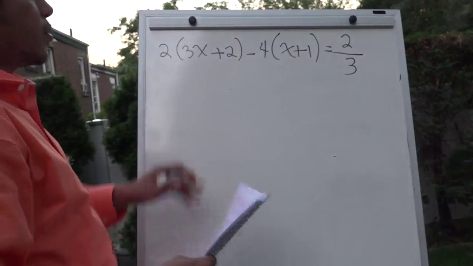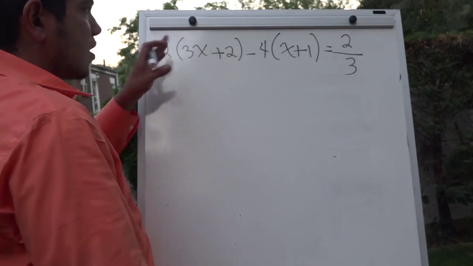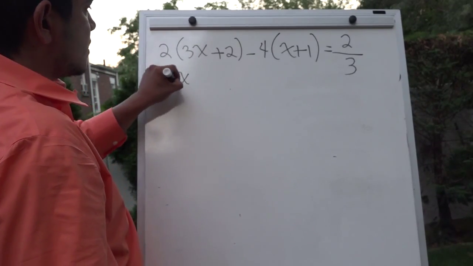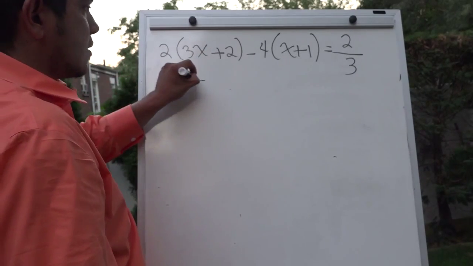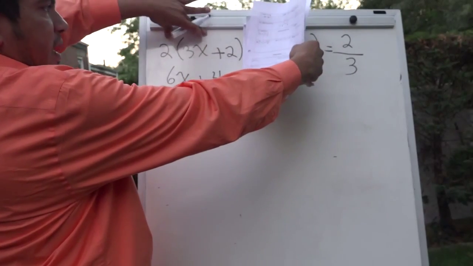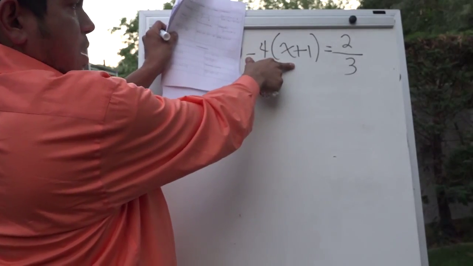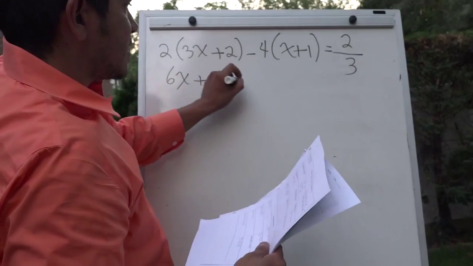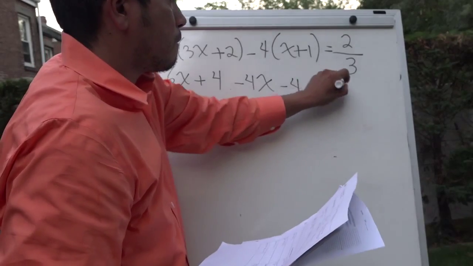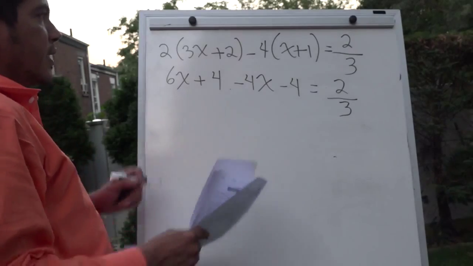Okay, so the first thing I'm going to ask myself is, do I have distributive property? Yes. Okay, so let us move on with the distributive property. So 2 times 3x is 6x. 2 times 2 is 4. This is one expression that has the distributive property. This is the other expression that has distributive property. So -4 times x is -4x. -4 times 1 is -4. And that equals 2 over 3.